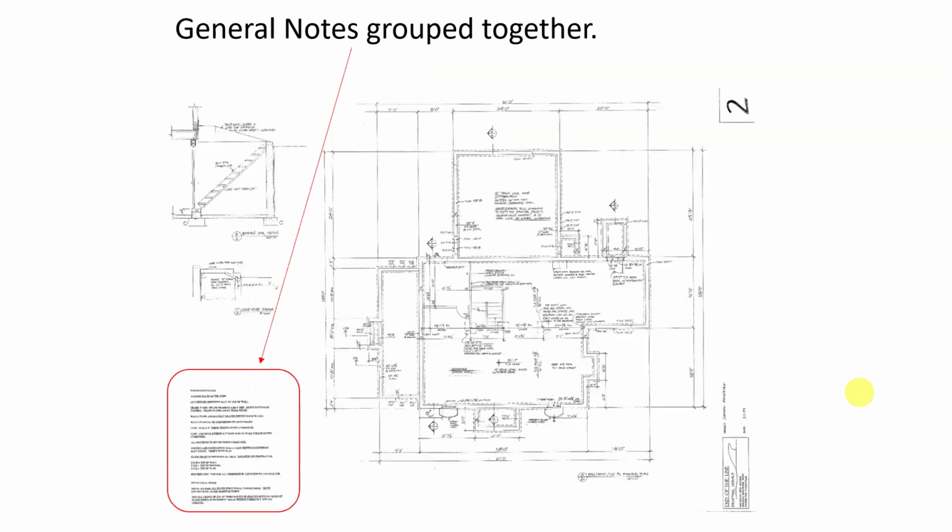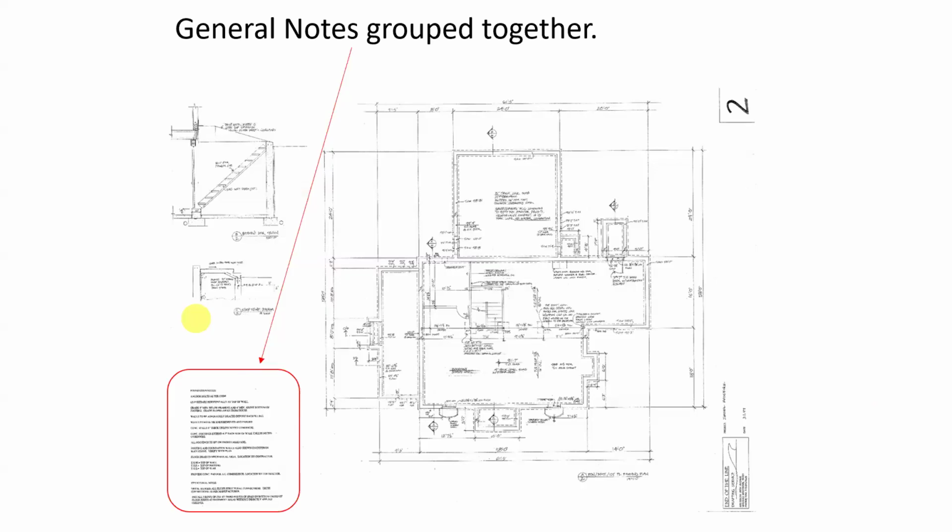So you'll see on this plan that I was just showing you, the general notes are all grouped together. This also makes it easier for the contractor because we don't want to have one note here, one note over here, one note down here. Just put all the notes together, all the notes that you want them to look at that are general notes, put them all together. They can read them all at the same time.